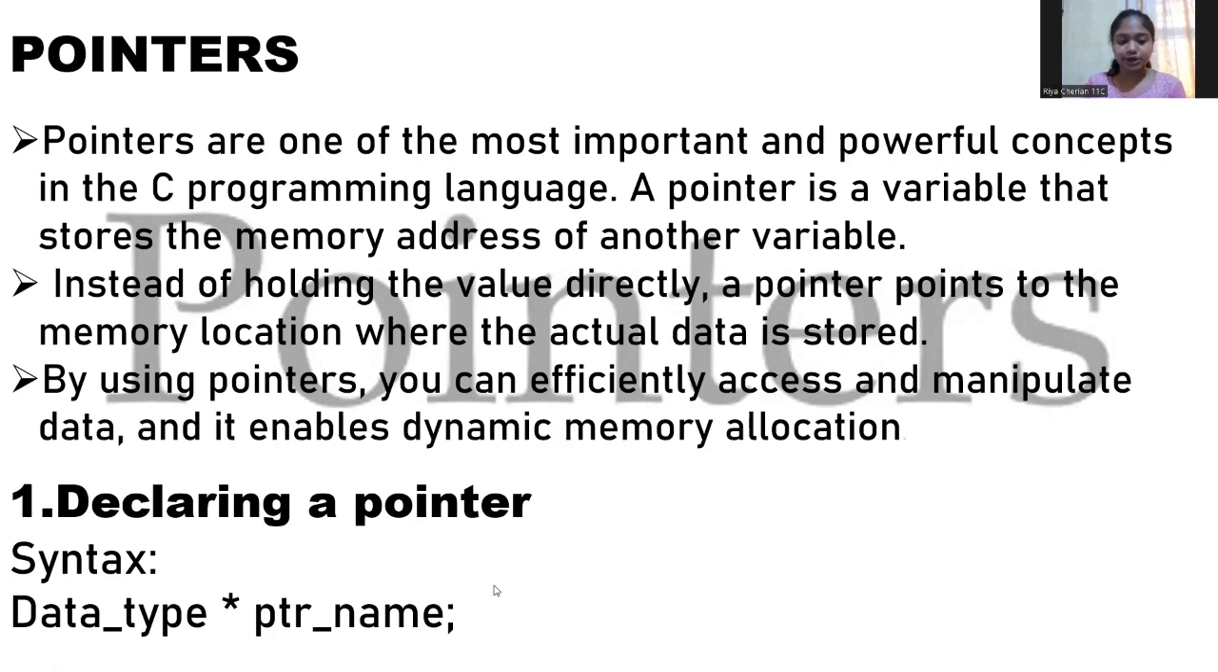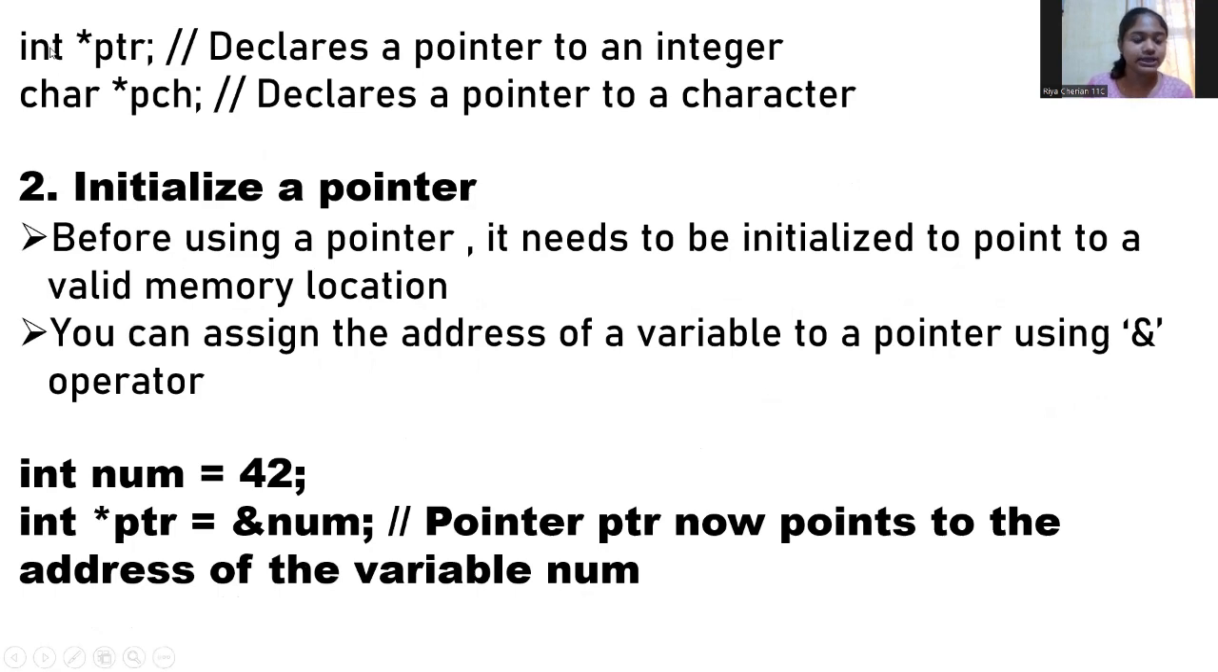First is declaring a pointer. Syntax is data type, asterisk, pointer name. As you can see, int is the data type. It declares a pointer to an integer. Char declares a pointer to a character.